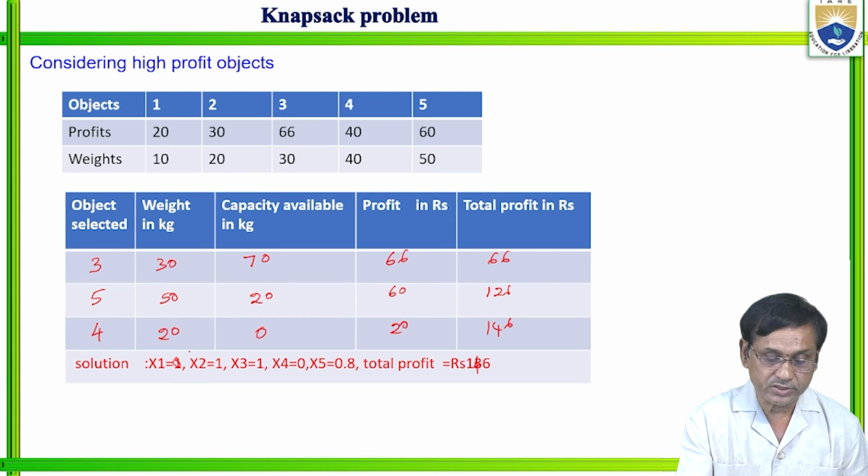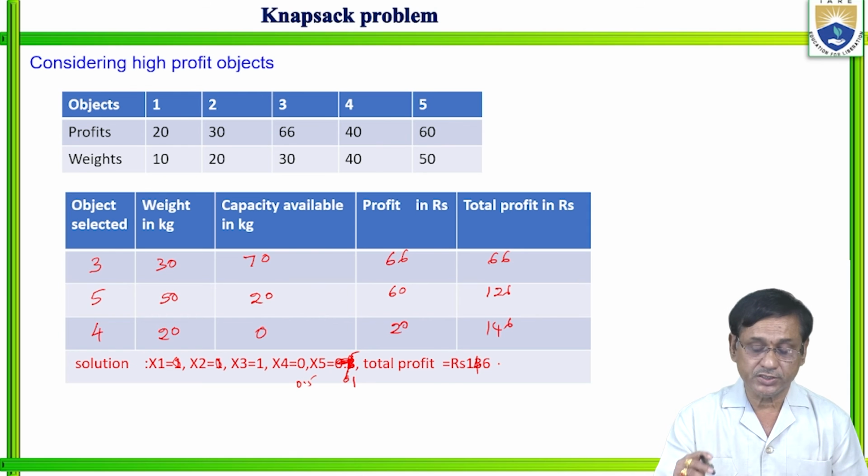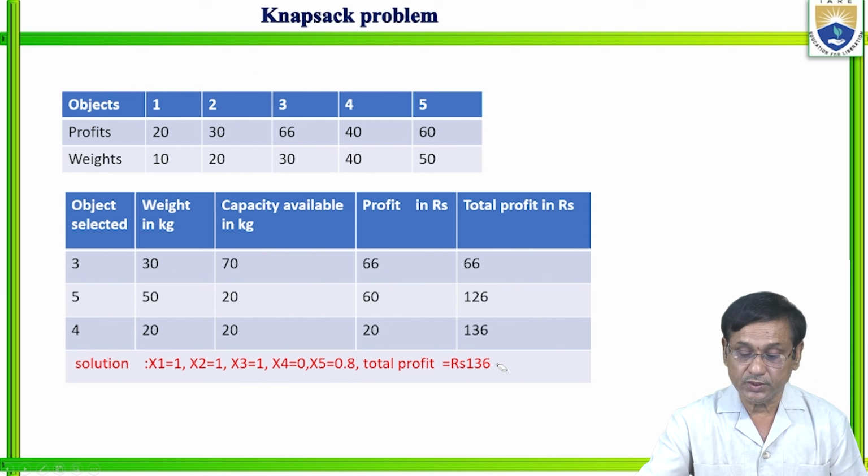Considering high profit, x1 is not included, x2 is not included, x3 is 1, x4 is equal to 0.5 and x5 is 1. The total profit is 146. So like that we can find out the solution.